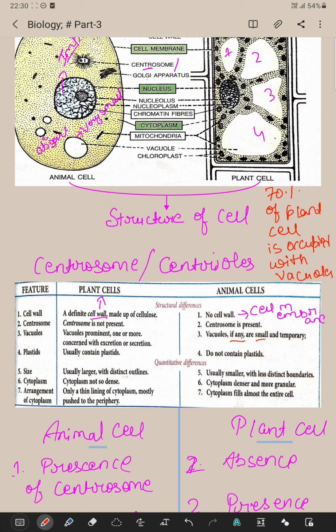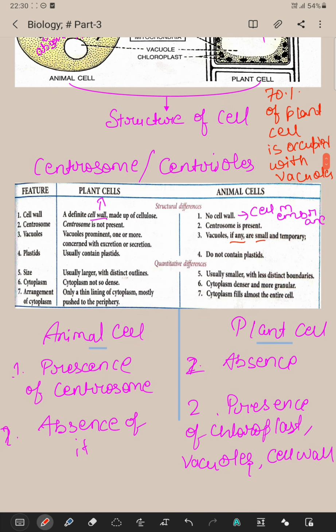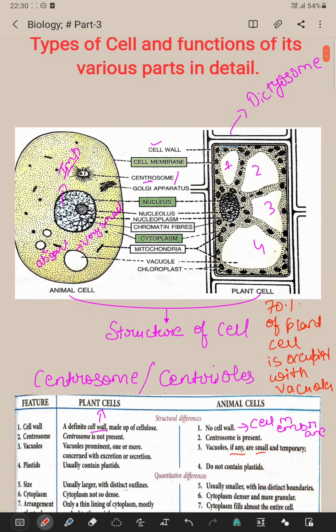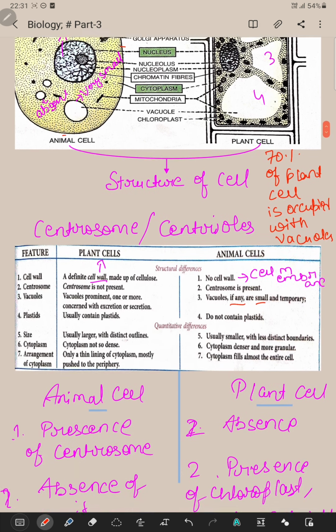Plastid. Plastid is one of the components of plant cell, which includes chloroplast. We all know it is present in plant cell, and animal cell doesn't have any use of it, so it is not present. Size: it is usually larger with distinct lines. Yes, you can see in this figure, it's a bit fat, bulged. It is like the Earth, no? Earth has a geoid or oblate spheroid shape. So that also we will talk about. It is bulged at the center and flat at the poles, so similarly you can compare it. It is bulged at the center and flat at its end. So it is big in size.